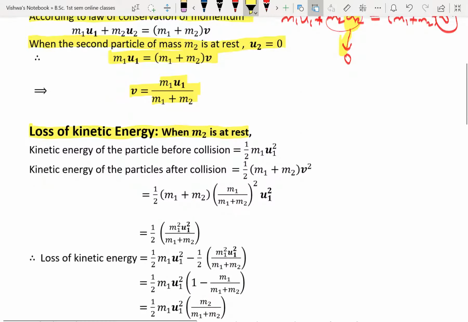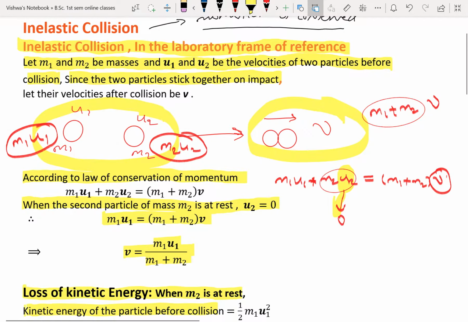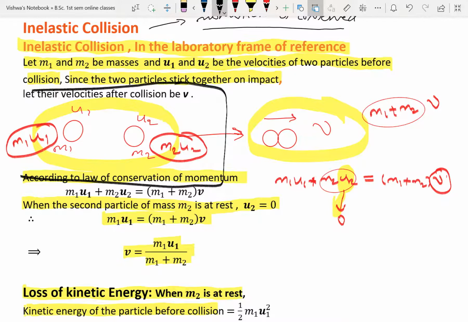Let's see here. We need the kinetic energy of the particle before collision and the kinetic energy after collision. What is the kinetic energy expression? It is 1 by 2 m v squared. Before collision, we have to find the kinetic energy of this system. The first particle has velocity u1 and mass m1, so its kinetic energy is 1 by 2 m1 u1 squared. What about the second? The second is at rest, u2 is 0.